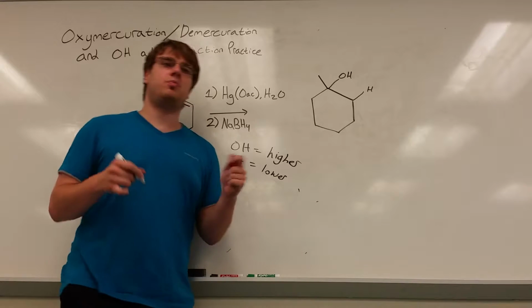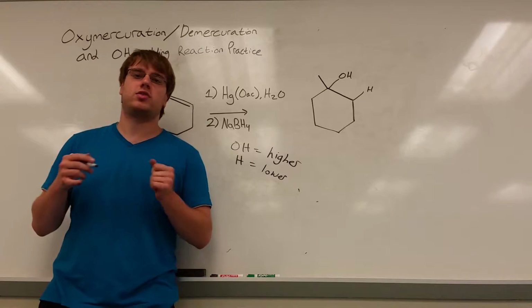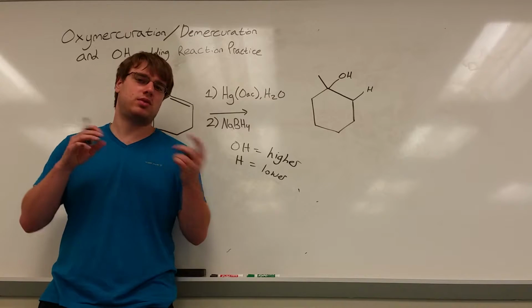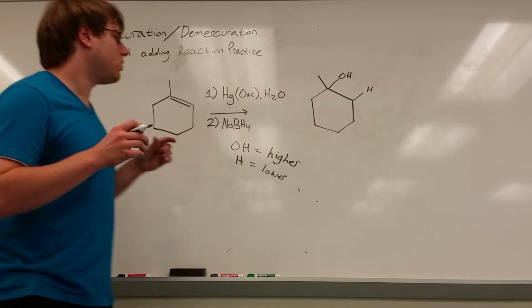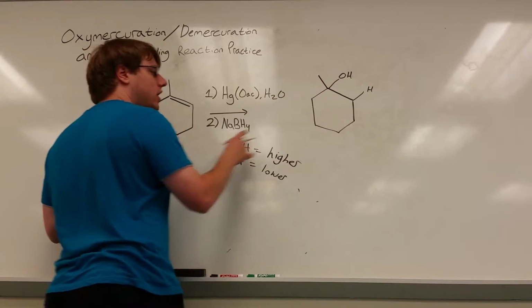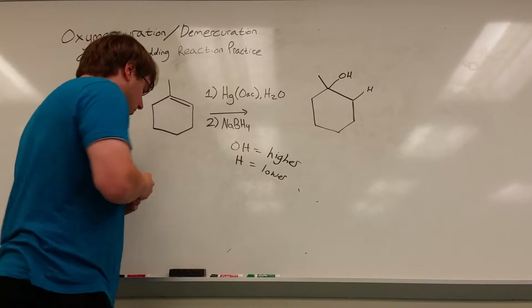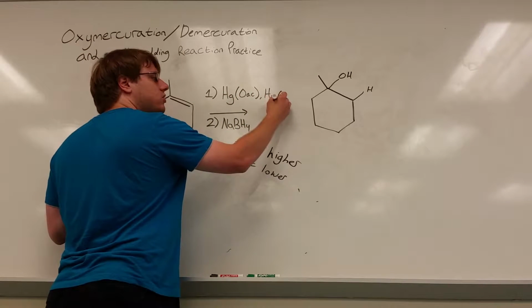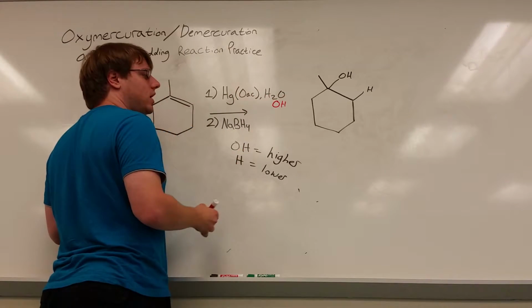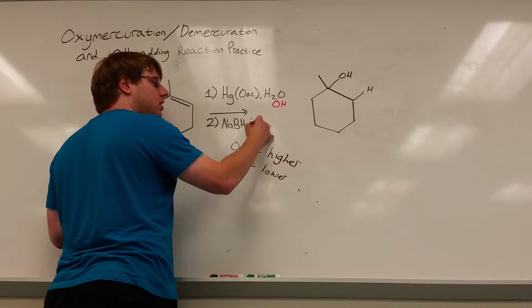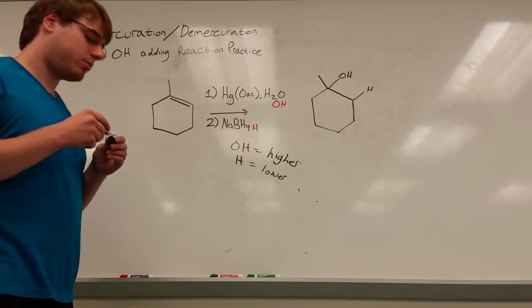The other thing to know depends on whether the professor stresses it or not. In the summer course, this is almost always something you need to know, and in the main semester, it can vary. What you need to know, especially if you're in the summer course, is where does the OH come from, and where does the hydrogen come from? Well, in the first step, the H2O is what gives you the OH. The hydrogen comes from the NaBH4 in the second step.